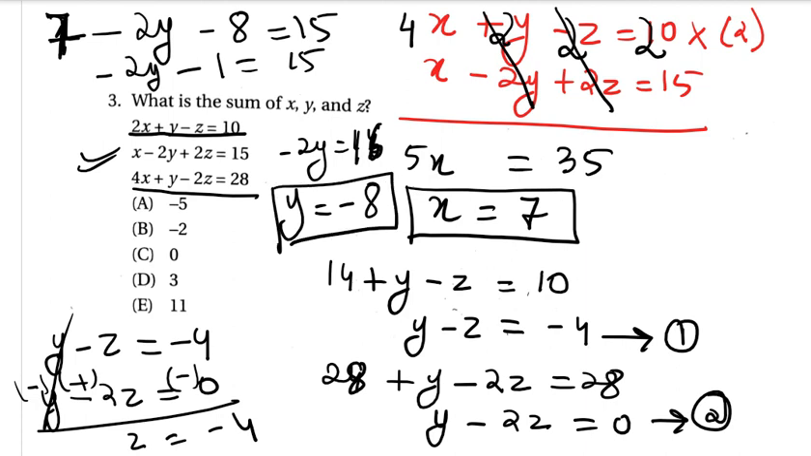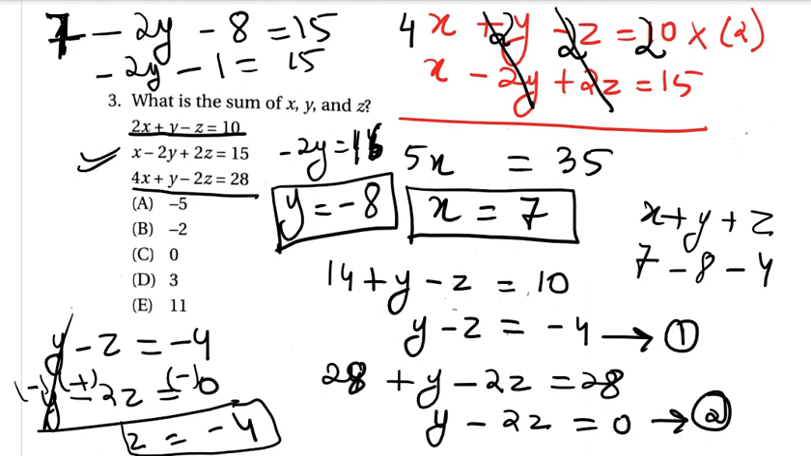So this is my y, that's my x, and this is my z. Now let's add them up. So x plus y plus z, x is 7, y is minus 8, z is minus 4. So this is equal to minus 1 minus 4, and the answer is minus 5. So we've got this answer as well. What is it? So that answer is minus 5. And where is the answer? Over here. A is equal to minus 5. Alright, clear? Very simple question.